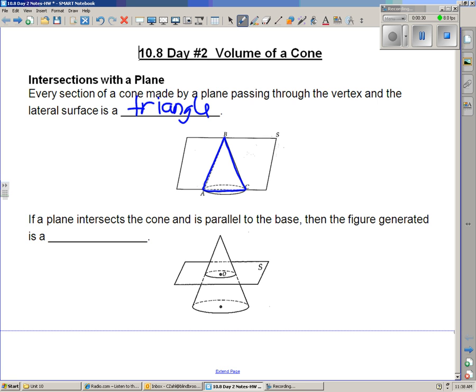The other part is, well, if you take a plane and you intersect the cone parallel to the base of the cone, then what happens is the figure that's generated by that slice happens to be a circle.